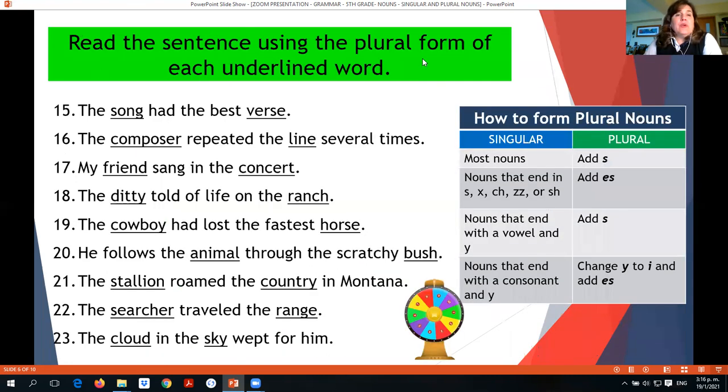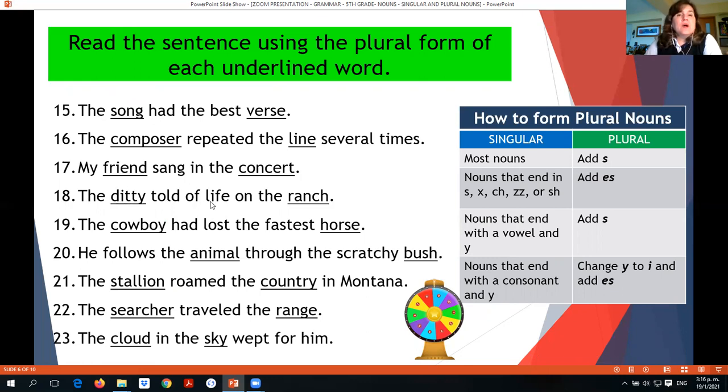Now, we need to read the sentence using the plural form of each underlined word. In singular, the song had the best verse. We're going to say it in plural, the songs had the best verses. Number 16, the composer repeated the lines several times. The composers repeated the lines several times. 17, my friend sang in the concert. My friends sang in the concerts.